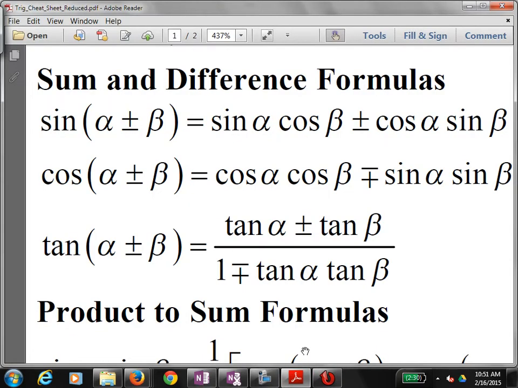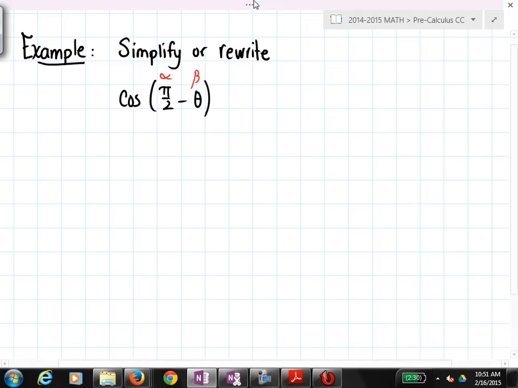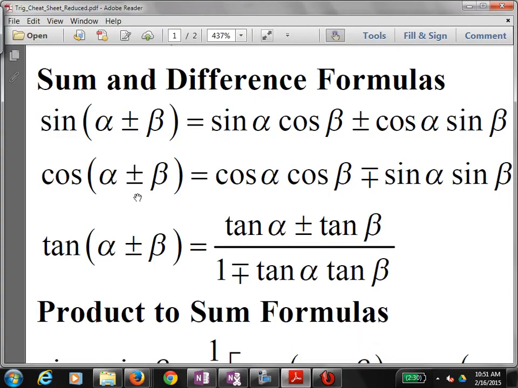If I go to my formula chart, I have cosine of alpha minus, which is the sign on the bottom. So it's going to be cosine cosine plus sine sine. So let's go ahead and expand this out. This is going to be equivalent to cosine cosine. So cosine of pi over 2, cosine of theta. The formula, again, since I'm using the minus sign, I have to change it over to plus between them.